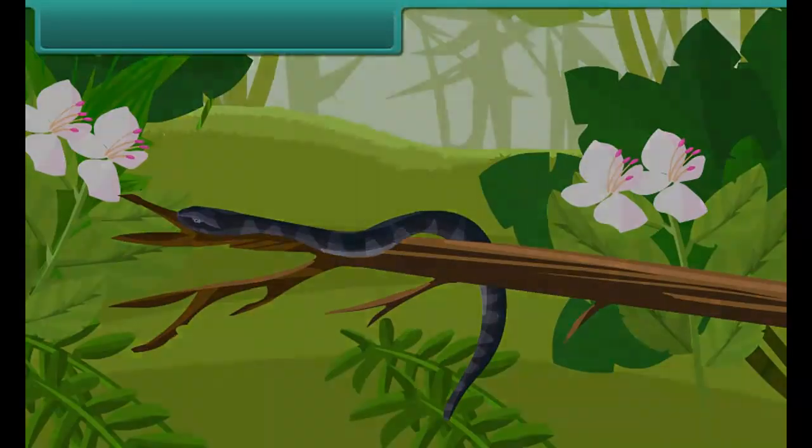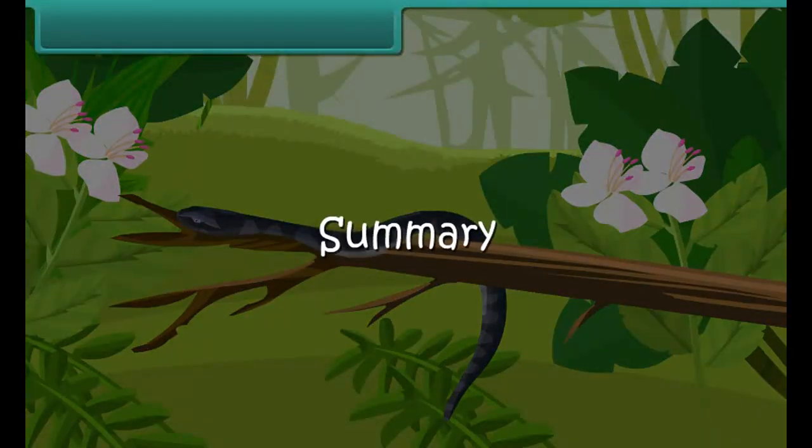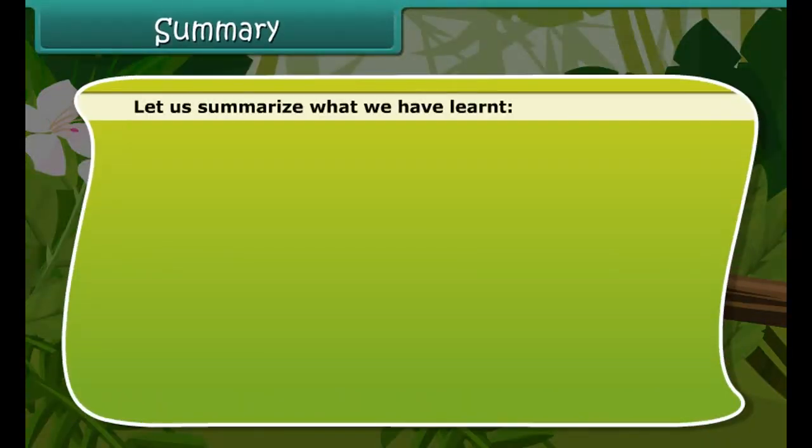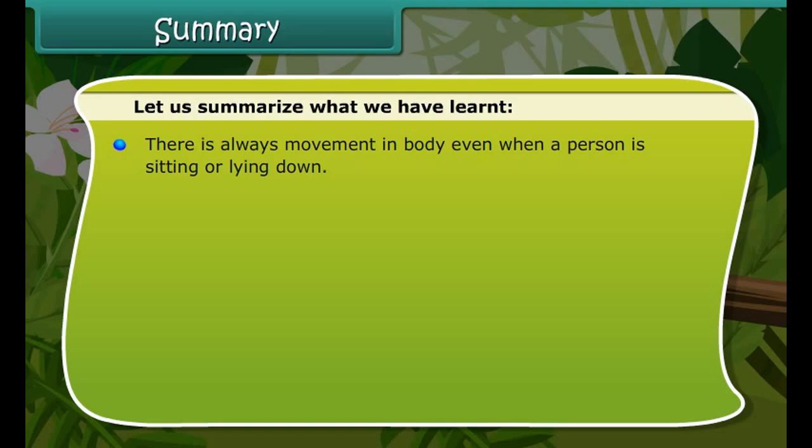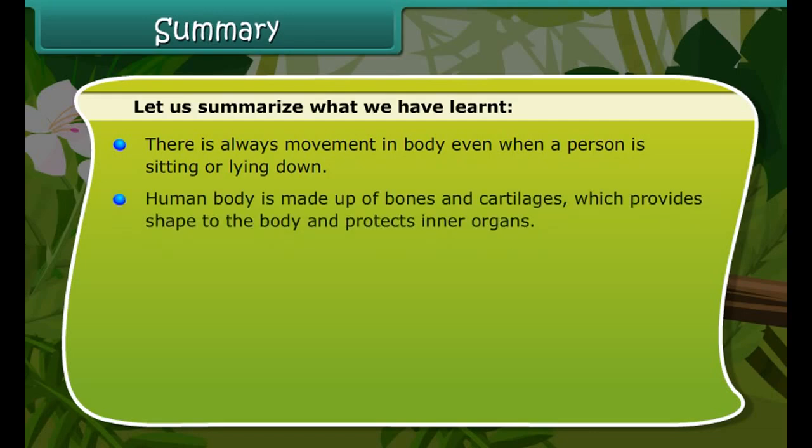Summary. Let us summarize what we have learnt. There is always movement in the body even when a person is sitting or lying down. The human body is made up of bones and cartilages, which provide shape to the body and protect inner organs.